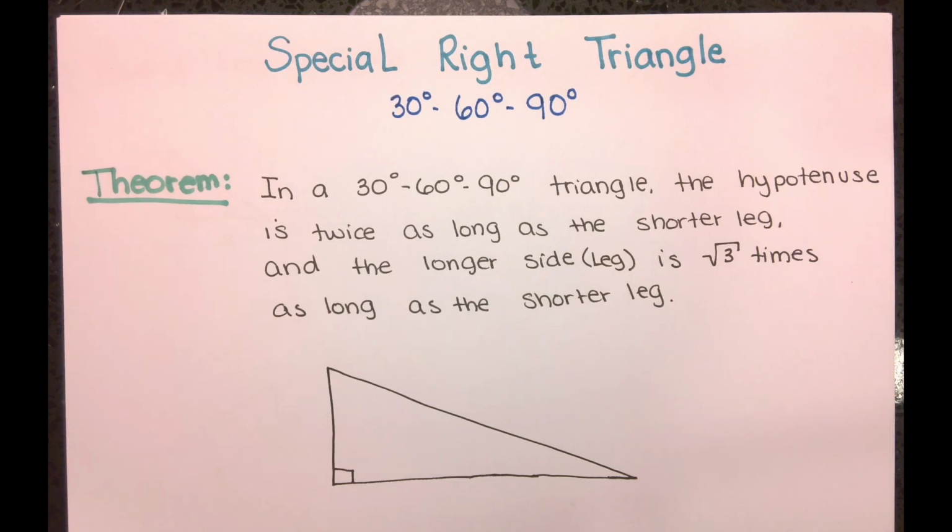In today's video, we are talking about our special right triangle, our 30-degree, 60-degree, and 90-degree triangle. In this triangle, the hypotenuse is twice as long as the shorter leg, and the longer side, not the hypotenuse, but the longer leg, is the square root of 3 times as long as the shorter leg. So what does that mean?